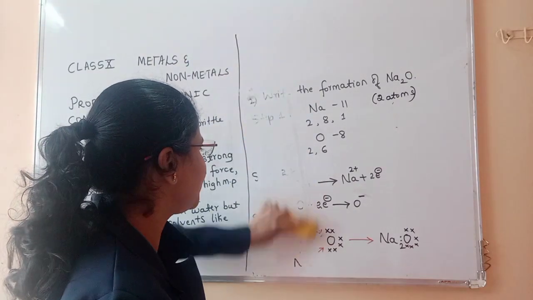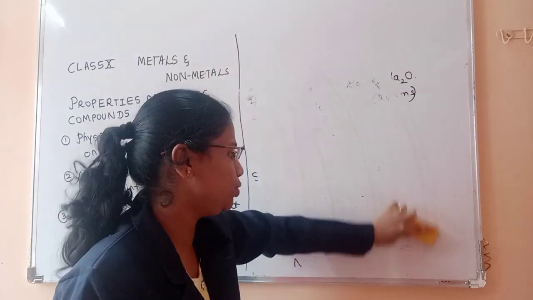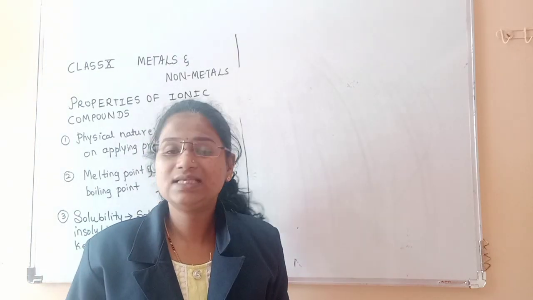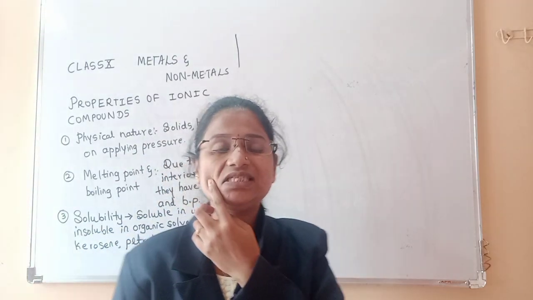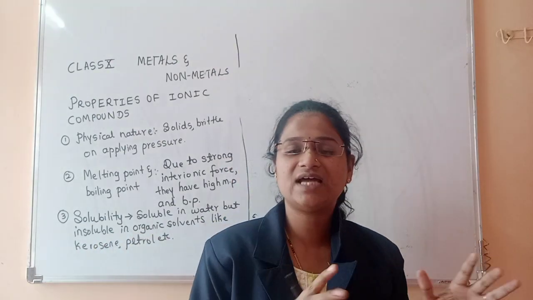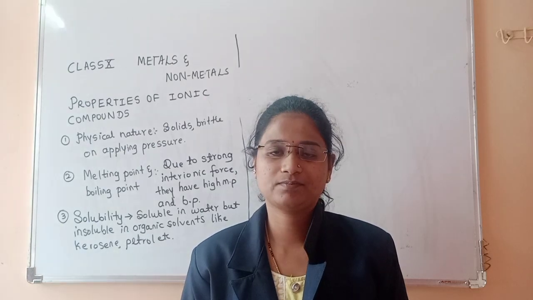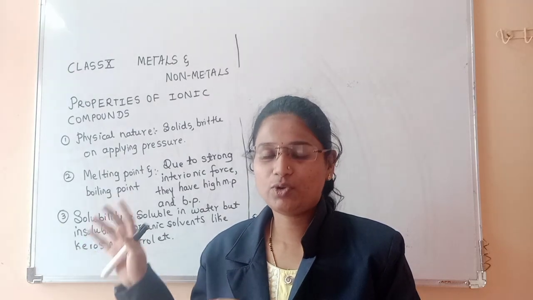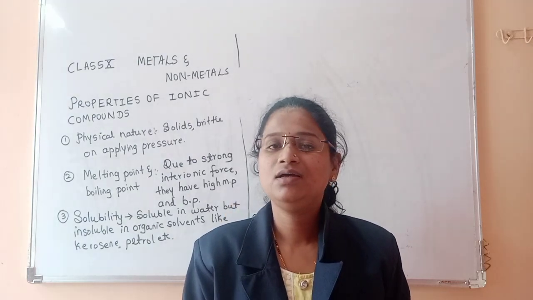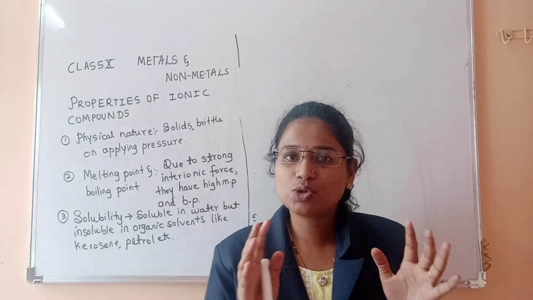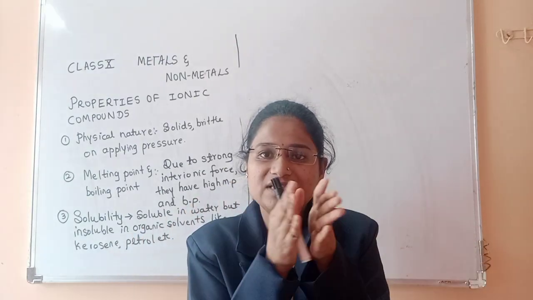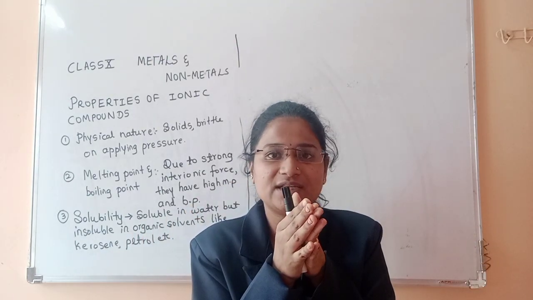Next one is conduction of electricity. As you all know, ionic compounds are made up of ions. Ions are nothing but charged particles. What is electric current? It is nothing but the flow of charged particles. So ionic compounds conduct electricity when they are dissolved in water. Why? Because when they dissolve in water, they break into ions. Otherwise, they remain in the form of a compound, attached through electrostatic force.